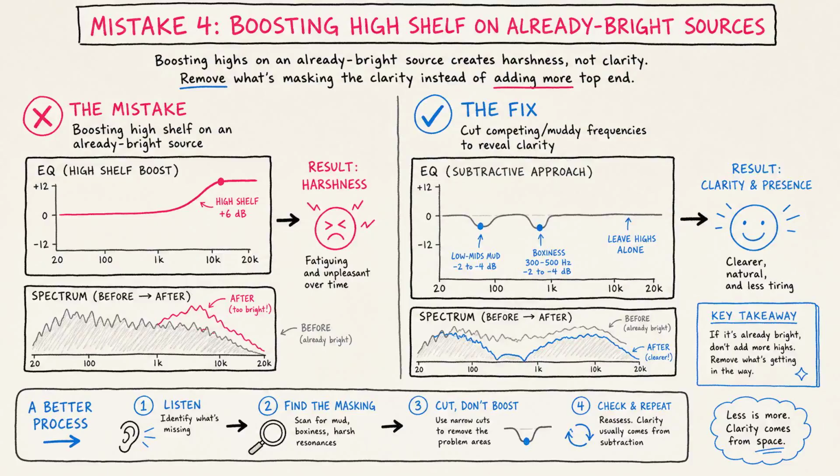When a track lacks presence or clarity, the instinct is often to boost the high shelf. But if the source is already bright, this creates harshness rather than clarity, and harshness is one of the most fatiguing qualities in a mix. The fix: if a track needs more presence but is already bright, try cutting competing frequencies, mud in the low mids, boxiness in the 300 to 500 Hz range, rather than boosting highs. Often, removing what's masking the clarity is more effective than adding more top end.